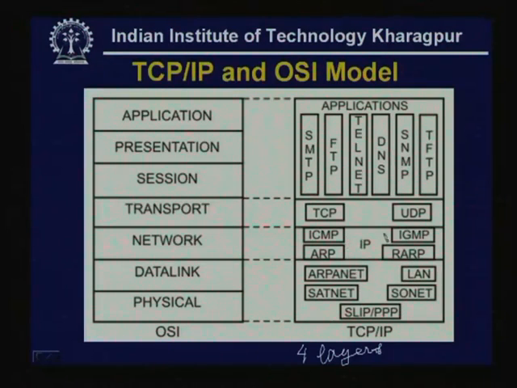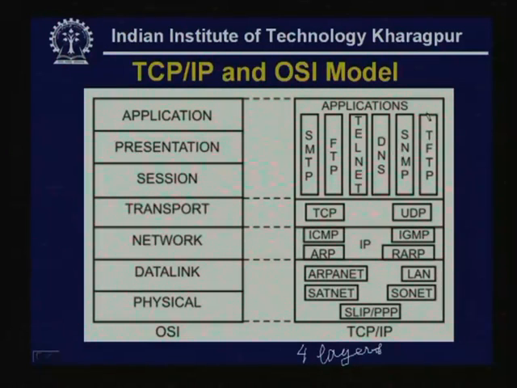Then there is a layer corresponding to the network layer, which is IP, Internet Protocol, and it has several other companion protocols like ARP, RARP, ICMP and IGMP, which we shall discuss in this lecture. Then there is TCP or UDP, which can be considered as transport layer protocols. And finally, the session, presentation and application layers are all not present in TCP/IP.